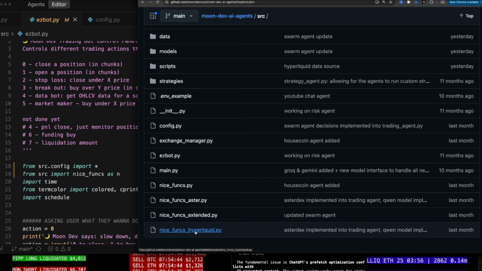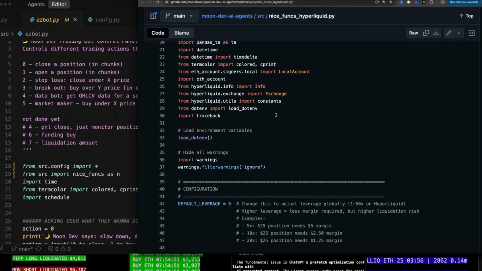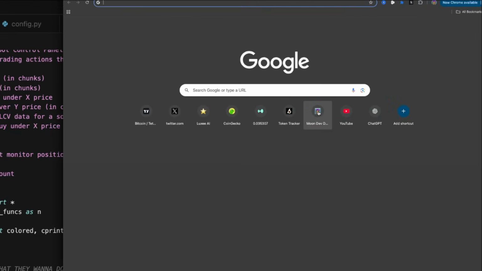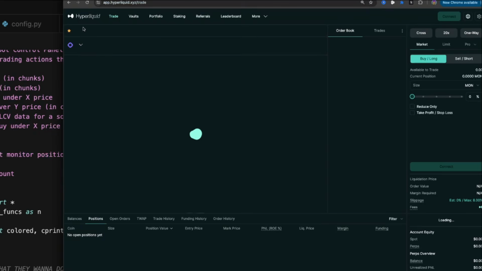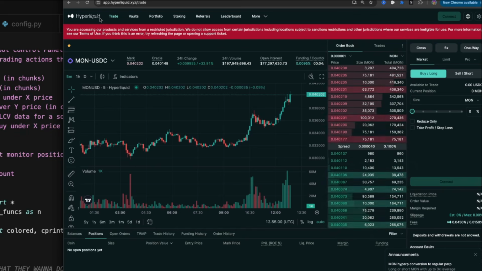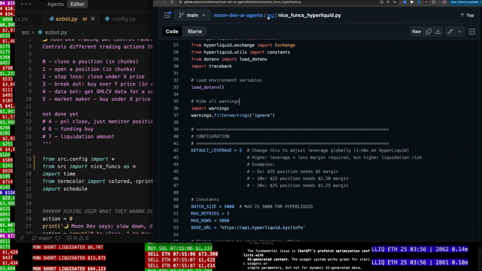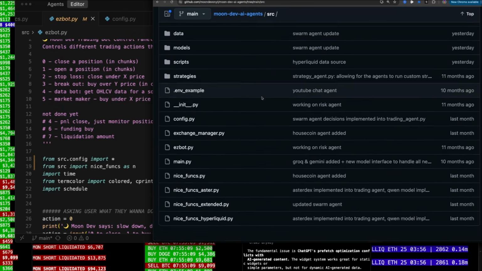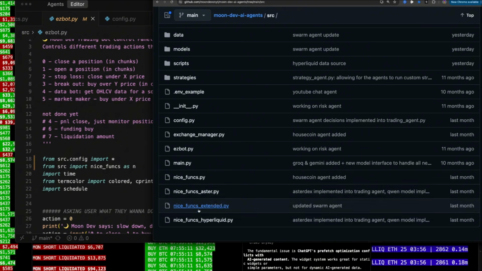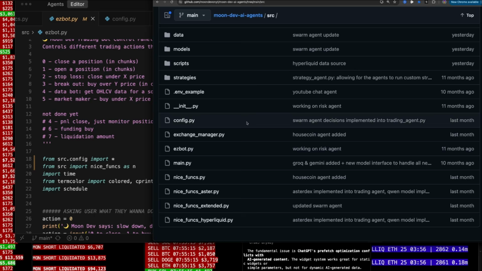we have the same nice functions. Pretty much every function I've built over the last 5 years for Hyperliquid. So you can trade any symbol that you want. Hyperliquid has pretty much every single crypto symbol. And you can trade because you have access to all of that code. Nice Funcs Hyperliquid. But not only that, you also have Nice Funcs Aster and Extended, so 2 other exchanges. So that's pretty beautiful, right?